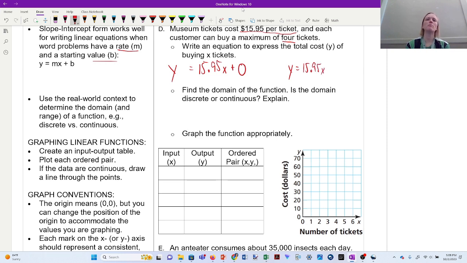Now, find the domain of the function. Is the domain discrete or continuous? Explain. Well, as I already said previously, you can buy 1 ticket, you can buy 2 tickets, but you can't buy 1.5 tickets. And here we're told that we can buy a maximum of 4 tickets. So what are my options here? I can buy 0 tickets, I can buy 1 or 2 or 3 or 4, but 4 is the maximum. So in terms of my domain, those are the values that I can have: 0, 1, 2, 3, or 4 for my domain.